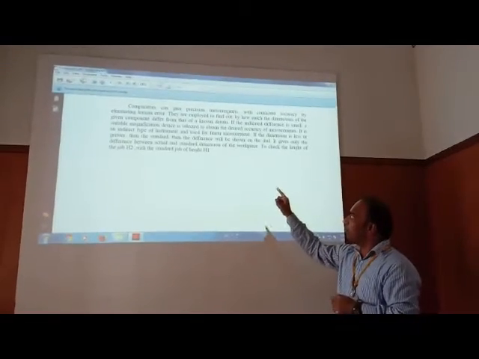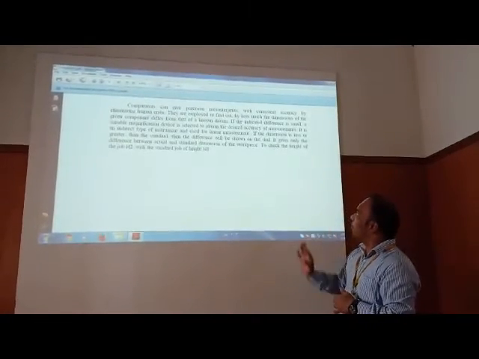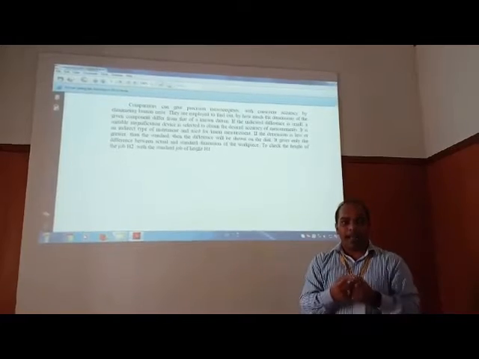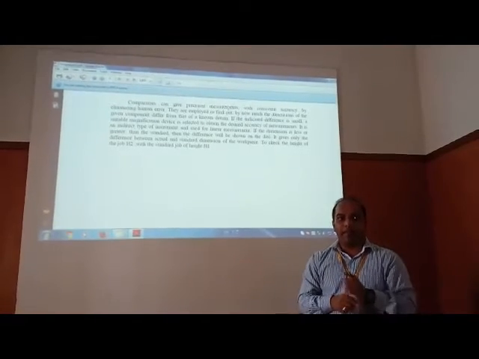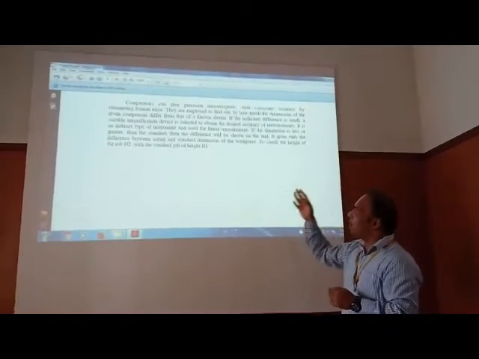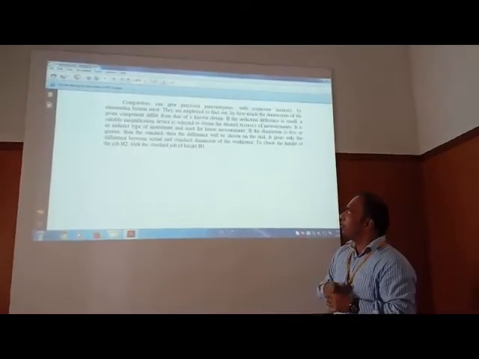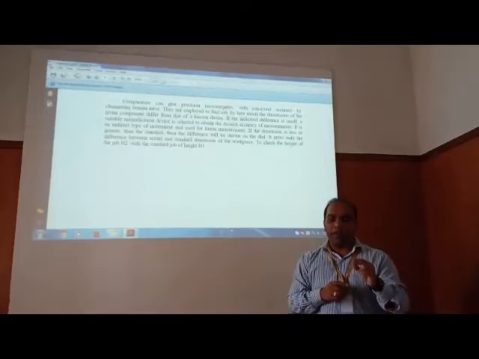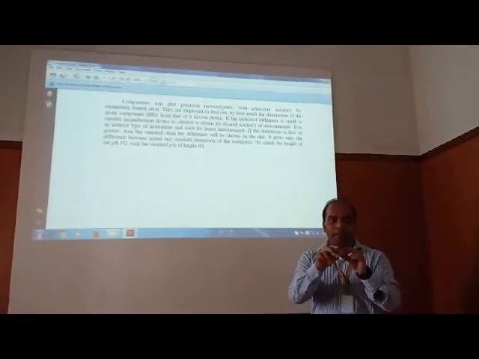So the difference between the actual and standard dimension of the workpiece will be measured and compared with the standard using a comparator. For example, checking the height of the job h2 against the standard h1 will give us an accurate result by comparison.